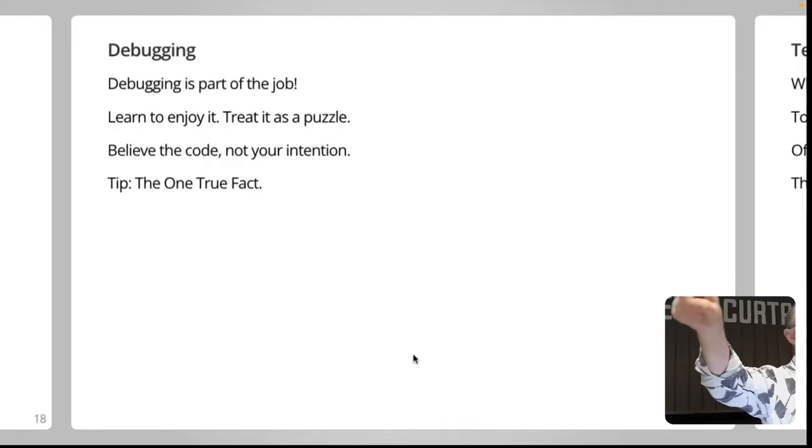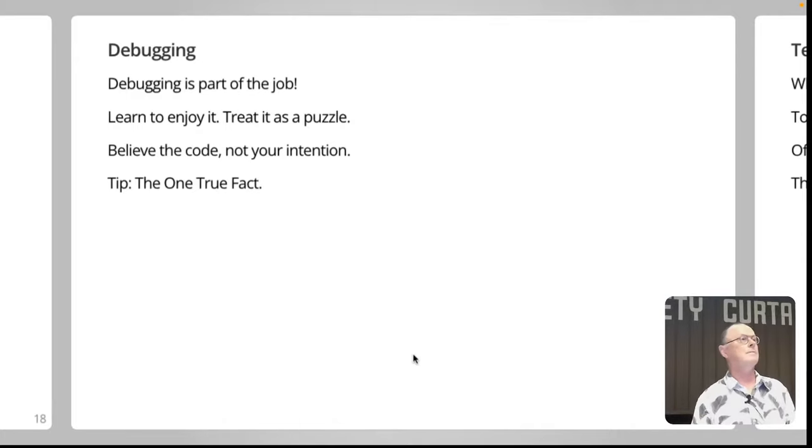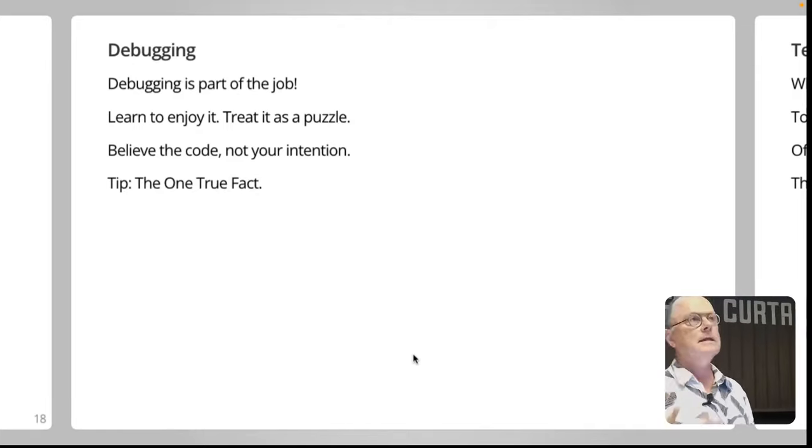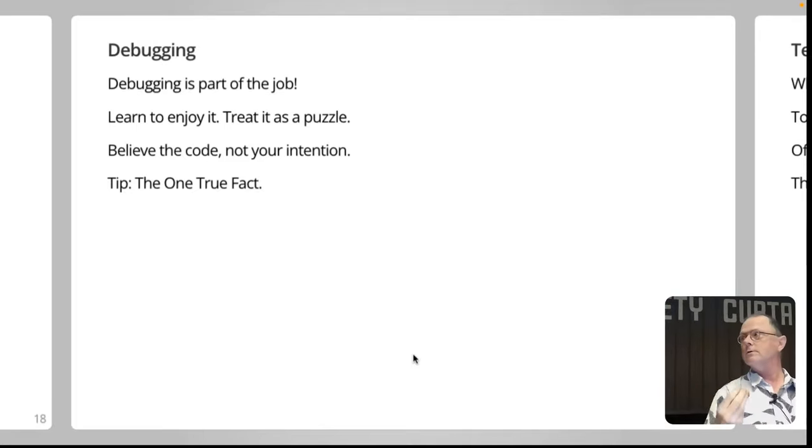Good. Debugging is part of this job. If you don't like debugging, get up and go, because there's no point in doing a job where you're going to spend a lot of your time debugging if you don't like debugging. It's a mindset. You have to treat yourself to the idea that debugging is part of the story, and it's an interesting challenge, if you can learn to enjoy it.